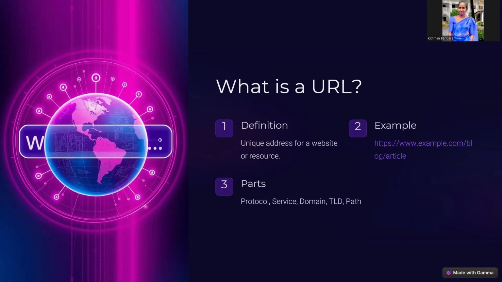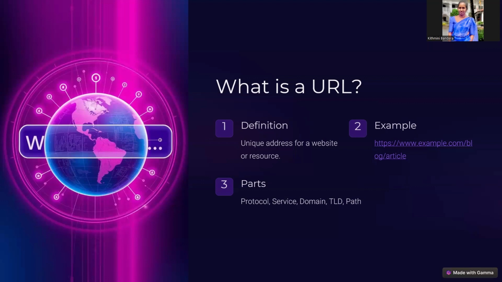For example, in the URL https://www.example.com/blog/article, HTTPS is the protocol, the rules for how data is transmitted. Then www is the service, the type of the resource. Then example is the domain name, that is the name of the website. Then .com is the top level domain, the type of the organization, and blog/article is the path, the specific page or resource.